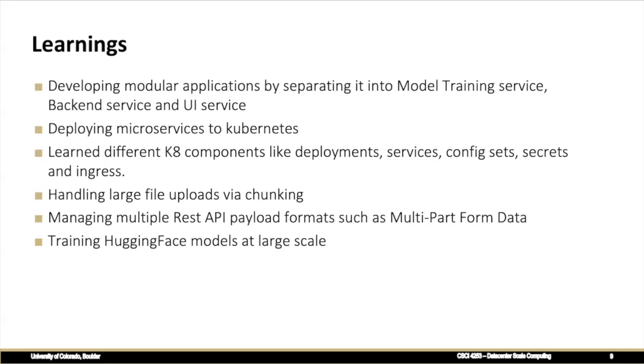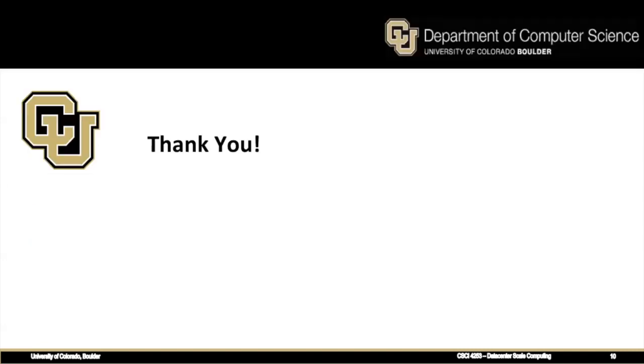Managing multiple REST API payload formats, because we have huge files, we have JSONs, we have inputs, right? Like learning rates or other hyperparameters. Training Hugging Face models at large scale was another important key takeaway.